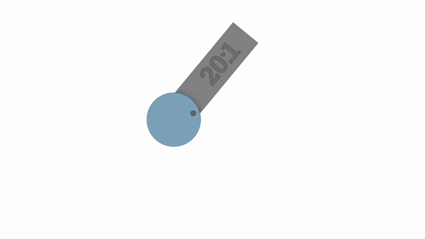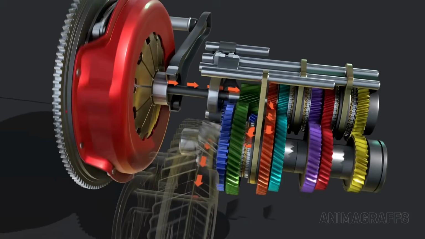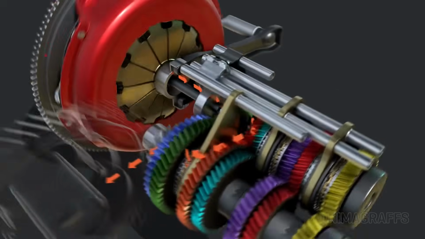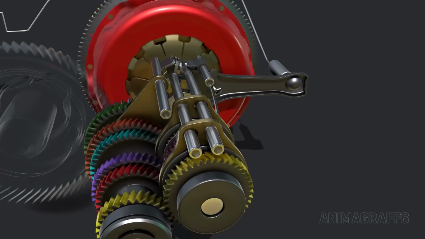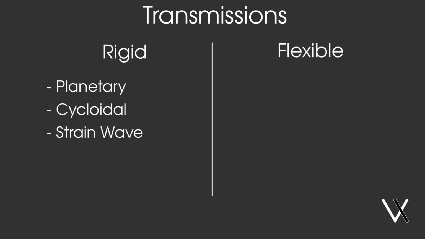There's lots of different types of transmissions, but to simplify the ones that we'll be looking at, we can split them into two categories: rigid transmissions and flexible transmissions. The rigid transmissions most people are familiar with are the ones in manual transmission cars. These consist of gears of different diameters meshing with each other to connect the engine output to the wheels. The rigid transmissions most relevant in robotics are planetary gearboxes, cycloidal drives, and strain wave drives.